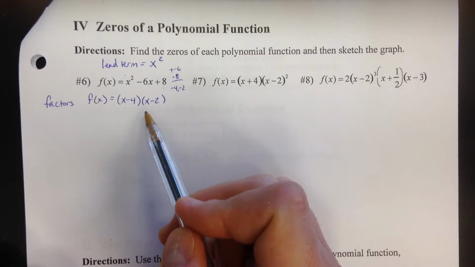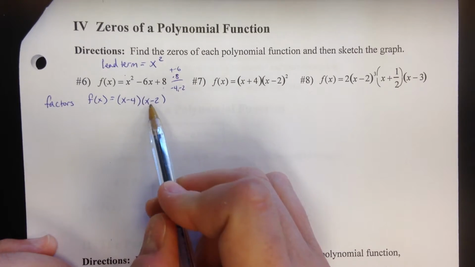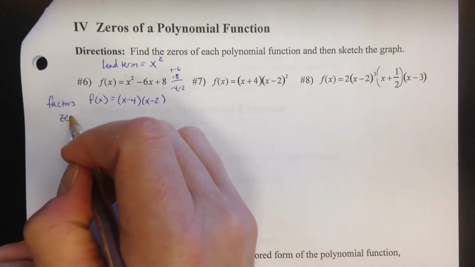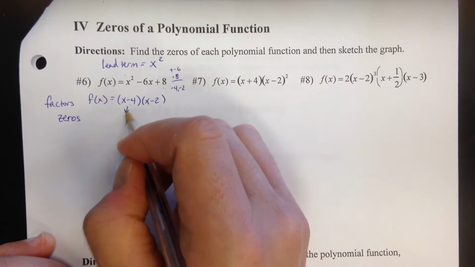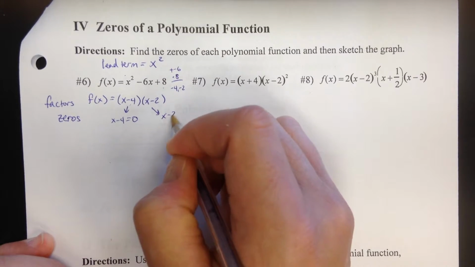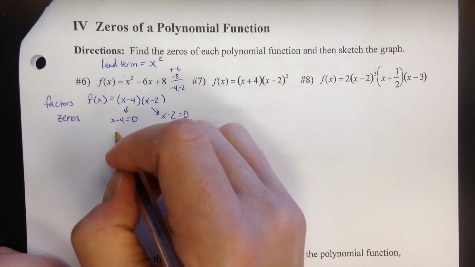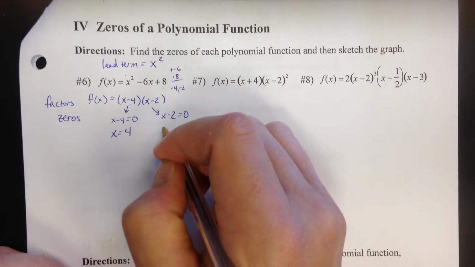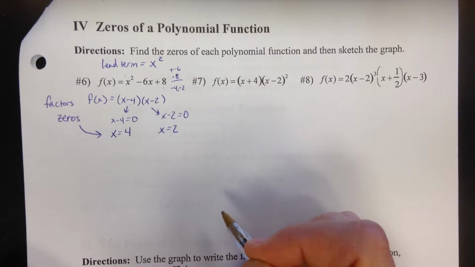So there's your function. The reason why we like this is that if we wanted to find the zeros, remember what you do is you set each factor equal to 0. So x minus 4 is 0 or x minus 2 is 0. And when you solve it, you would get x equals 4 and you would get x equals 2. So those are your zeros right there.